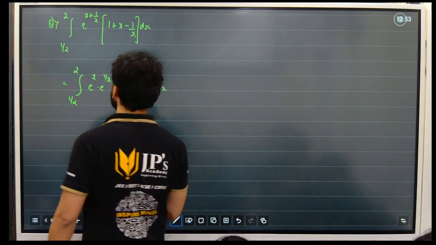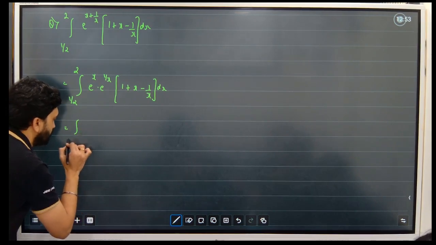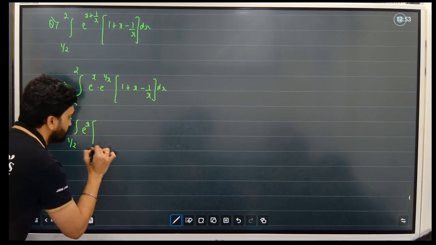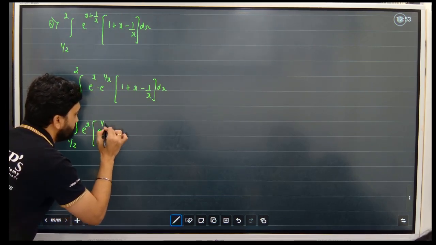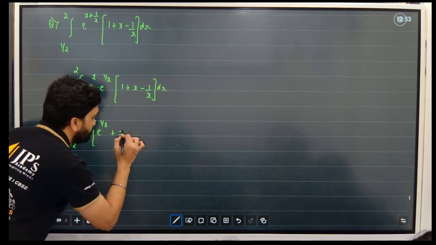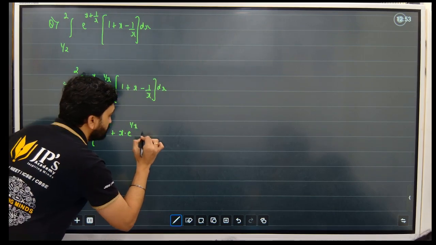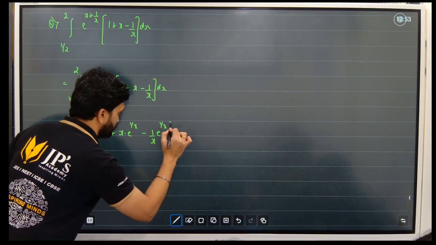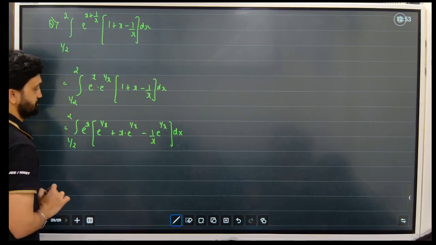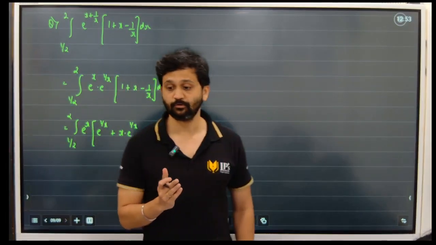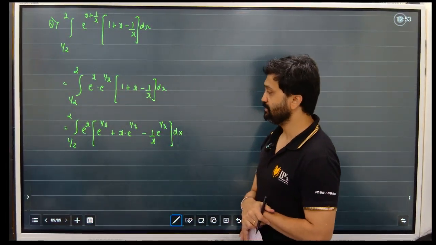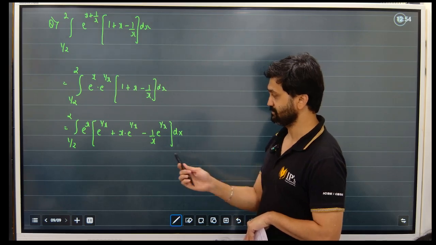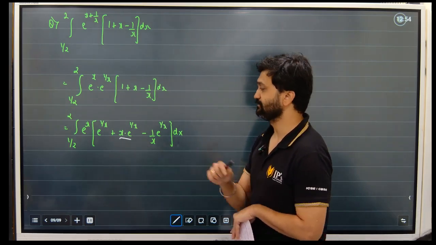Now, if I take it inside, see what is going to happen. This will become half, this will become 2. This is e raised to x. This will become e raised to 1 by x plus x into e raised to 1 by x minus 1 by x into e raised to 1 by x, dx. Now this has started to look like a type e raised to x into f of x plus f dash x. Now if you carefully see this, let's focus on this.